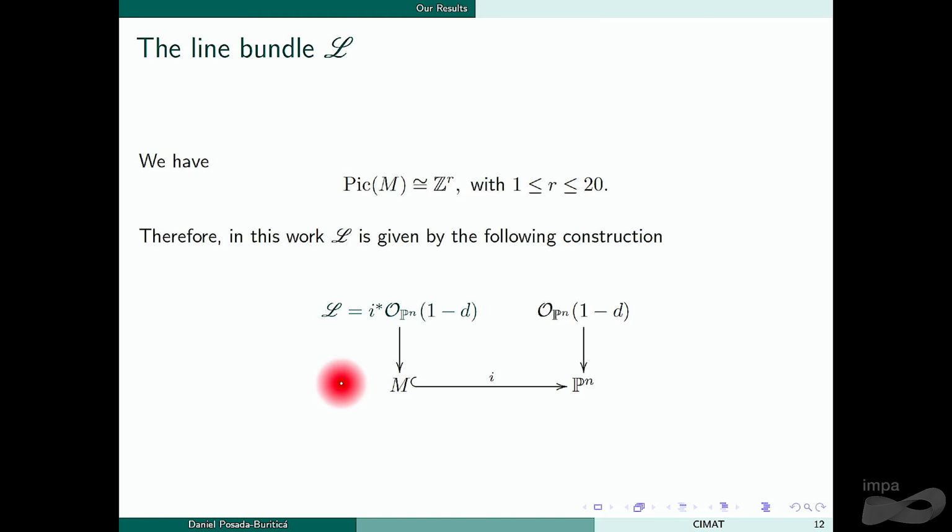Since our K3 surface is projective, we have an embedding into a projective space. Consider a line bundle on the projective space. All line bundles are of this form. And consider the pullback of this line bundle through the embedding. This construction gives us a line bundle on the K3 surface. That means we are considering line bundles that are the restriction of a line bundle on P^M.